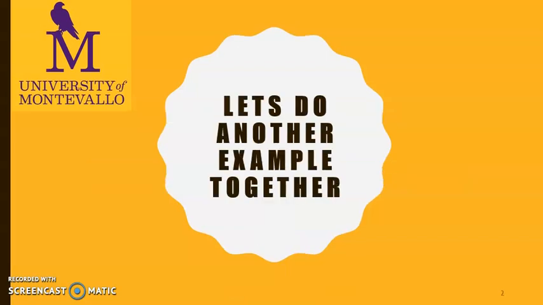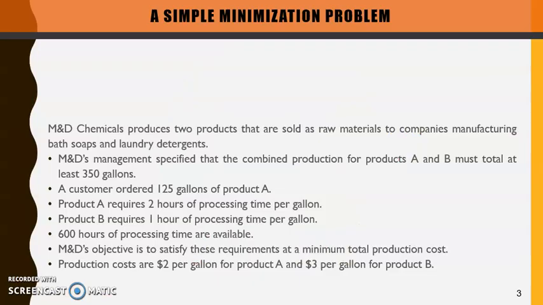Let's discuss another example here. The first step is understanding the problem that we want to model. M&D Chemical produces two products that are sold as raw materials to companies manufacturing bath soaps and laundry detergents. One of the main points of this paragraph is the fact that the producer produces two products. We will use this data in our modeling.